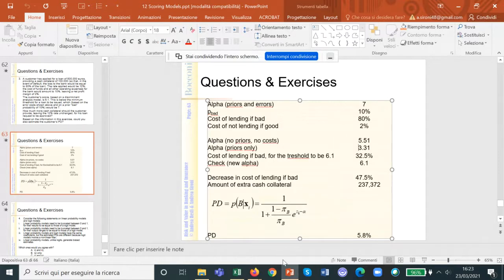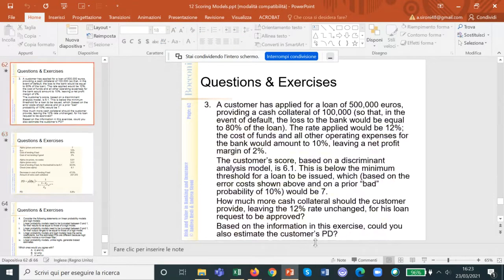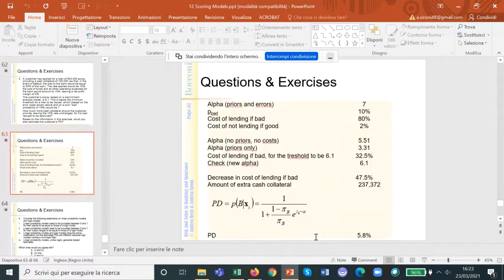Finally, it is asking you to compute the customer PD, and here you just apply the formula that we saw before, and it is equal to 5.8%, okay?